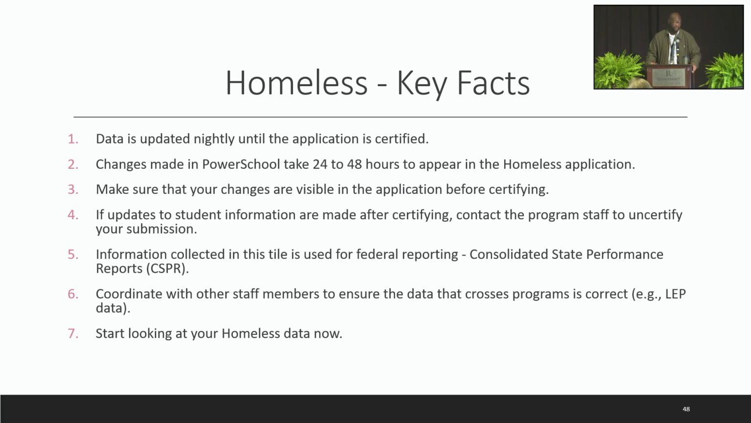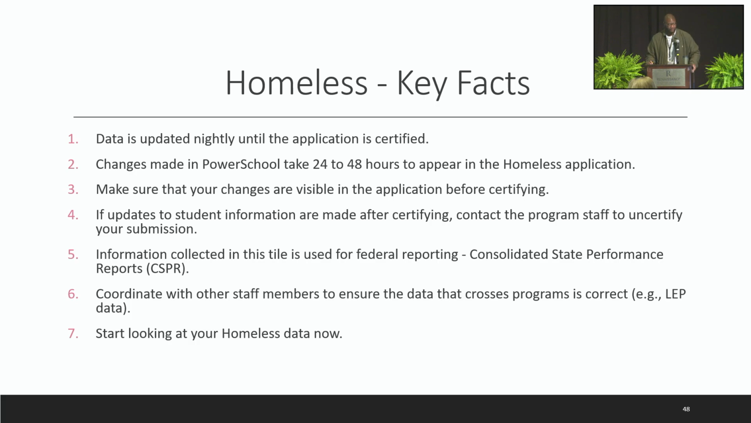If updates to student information are made after certifying, contact the program staff to uncertify your submission. So basically, once you certify, it locks. Your homeless data will stop receiving updates from PowerSchool. So if you realize that a student was missed or a student needs to be changed, what you can do is contact the program staff. They can uncertify it, make any updates or changes you need, and then those will process through.